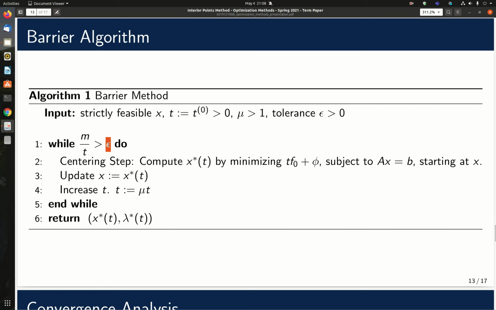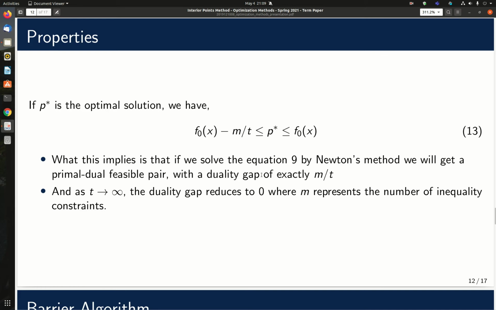So if you want a tolerance of, for example, 10 power minus 6, we could put epsilon as 10 power minus 6, and then m by t will keep on iterating till then. And once you get x star of t, when this condition fails, you can also report the dual feasible solution, because we know that through this property, the duality gap is exactly m by t.